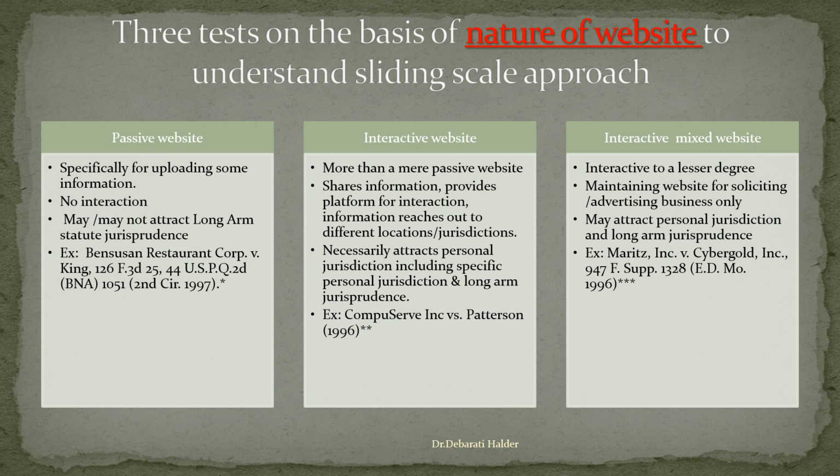Next is the interactive website. Here, the website is more than a mere passive website. The website may share information and may provide a platform for interaction. The information reaches out to different locations and jurisdictions. It necessarily attracts personal jurisdiction, including specific personal jurisdiction and long-arm jurisdiction. The next is the interactive mixed website. Here, the interaction is to a lesser degree. Such websites are maintained for soliciting or advertising business. It may attract personal jurisdiction and long-arm jurisprudence.